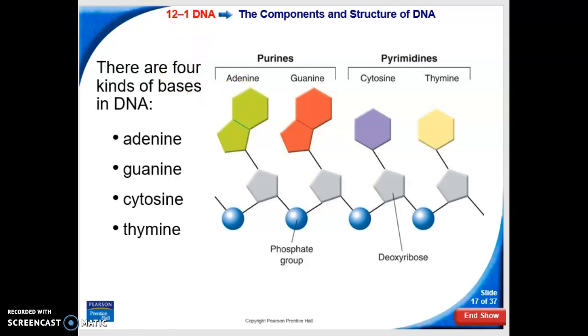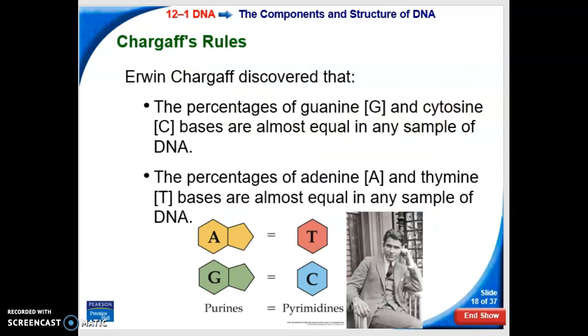The reason this is important is you have this Chargaff's rule. He ended up discovering that the percentages of guanine and cytosine are always equal, and the percentages of adenine and thymine were equal. So he discovered that the purines were always about equal to the pyrimidines.